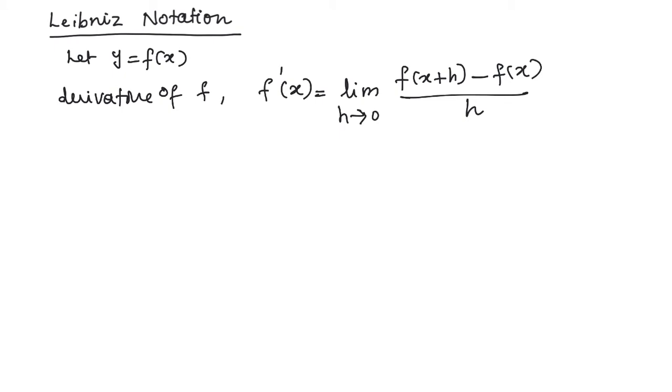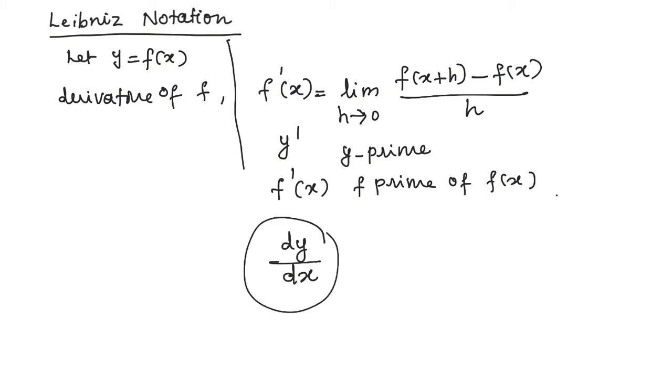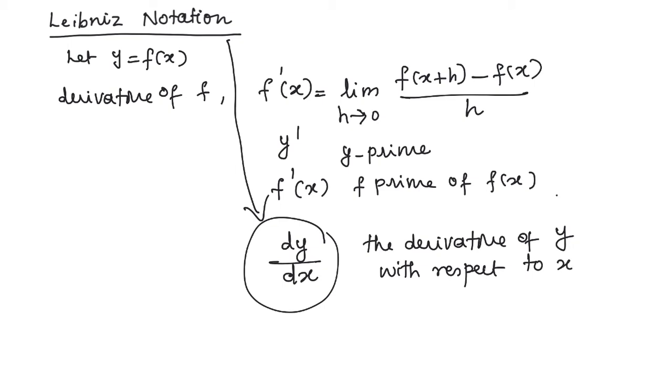Other notations are like y prime. We read this as y prime, or f prime of x. Another common way to express the derivative of y with respect to x is writing dy over dx. This notation is known as the Leibniz notation. So this is the derivative of y with respect to the variable x.